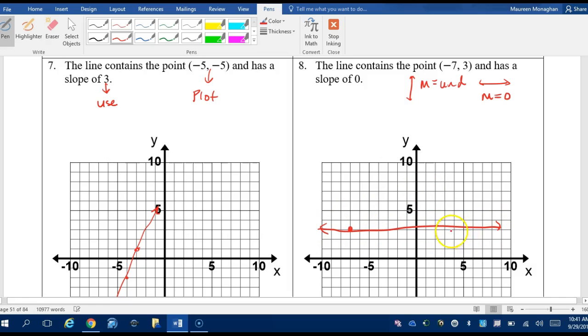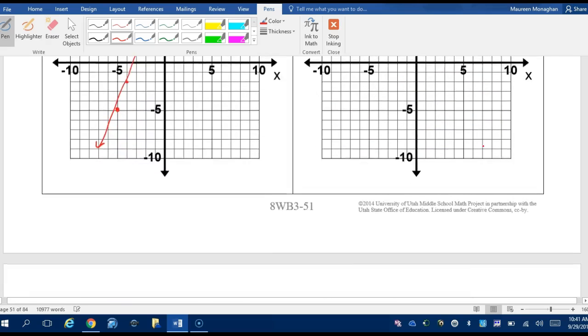That's the line. We don't have to have an equation, but if we did have to have the equation, it would be y equals 3. But we didn't need that, okay?